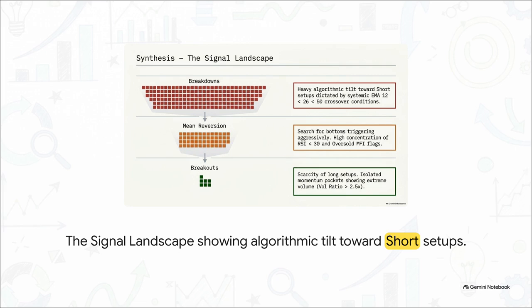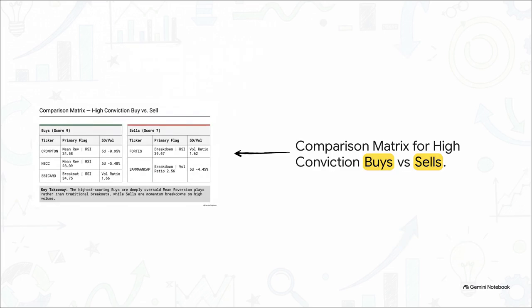Right below that, the scanner is aggressively firing off mean reversion signals, basically hunting for bottoms in oversold conditions. And at the very bottom, there is a serious, severe scarcity of your standard long breakout setups. The momentum is just heavily skewed right now. But here's where it gets really interesting.